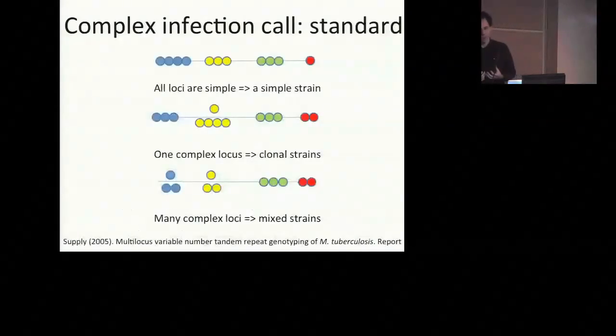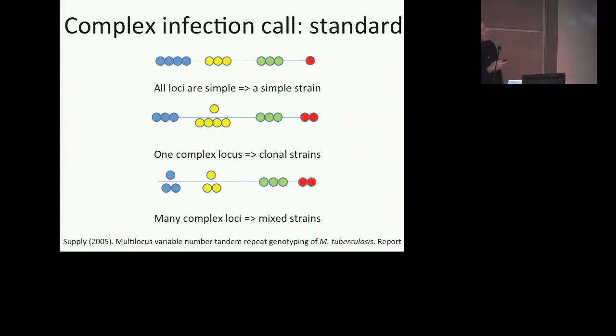So what is the standard way of doing this? The standard way is pretty simple. You remember that we have these multiple loci, where at every locus we have some copies of the repeat that occurs. Generally speaking, if we don't see any evidence of complexity at any of the loci, then we're just going to say that it's a simple strain. So there's only one strain there, no complexity to think about.